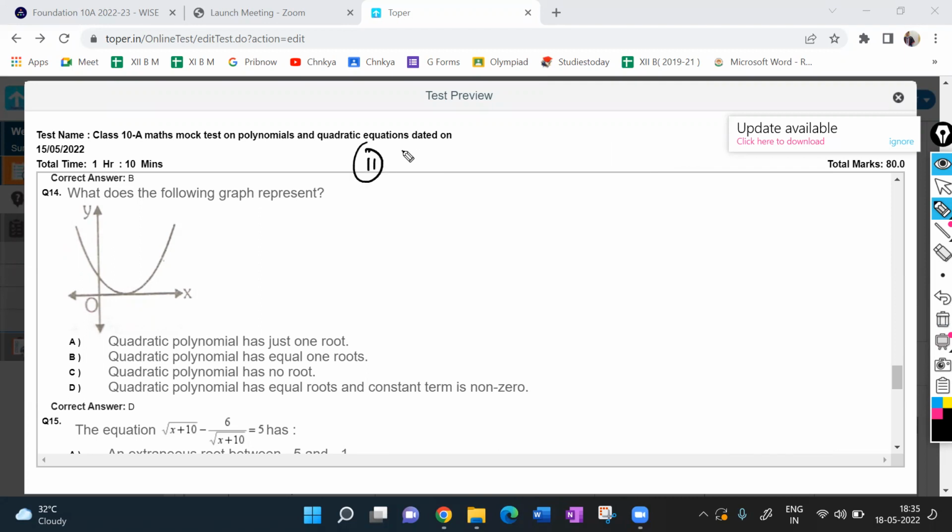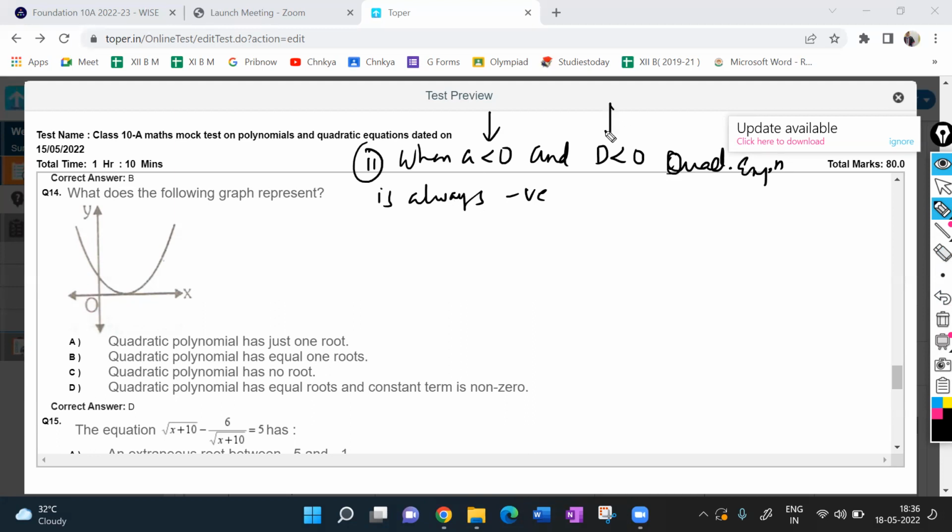Next point: when a is less than 0 and D is less than 0, the quadratic expression is always negative. If a is less than 0 and discriminant is also less than 0, it is negative for all values of x.